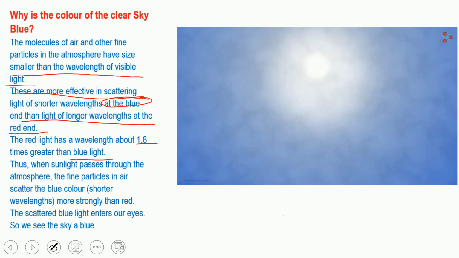Thus when the sunlight passes through the atmosphere, the fine particles in the air scatter the blue light, that is the shorter wavelength, more strongly than the red. Understand? More strongly than the red. The scattered blue light enters our eyes, so we see the sky as blue. Whichever light enters our eye, that is what we see. So which light enters our eye? Blue, so we see it as blue.